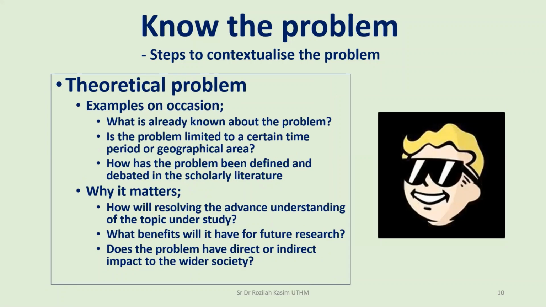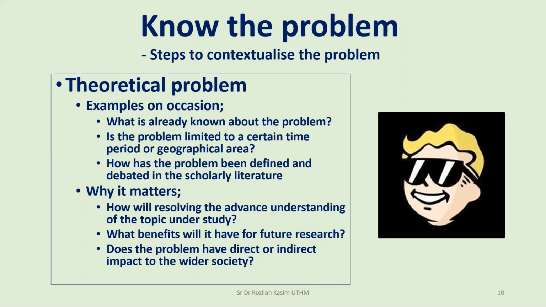The second step to contextualize the problem is known as a theoretical problem. An example of the theoretical problem is based on occasion: what is really already known about the problem? What is the established theory or model in the existing knowledge? Is the problem limited to a certain time period or geographical area? Is it already outdated, just like technology? Or a geographical area is a different area, a different country.